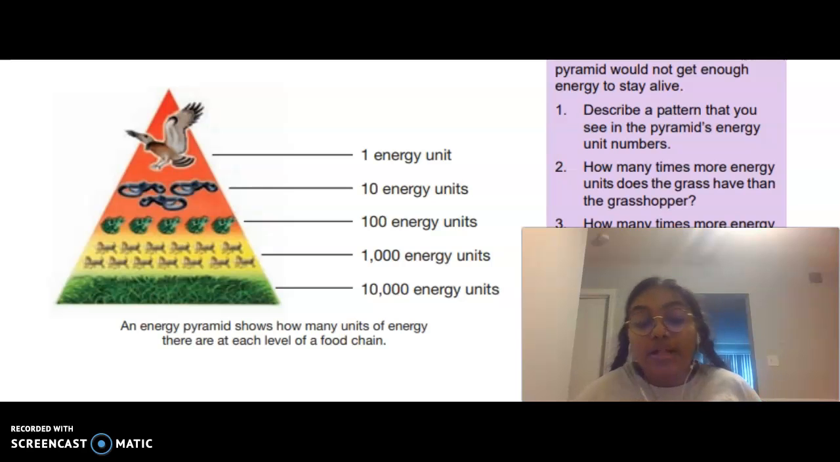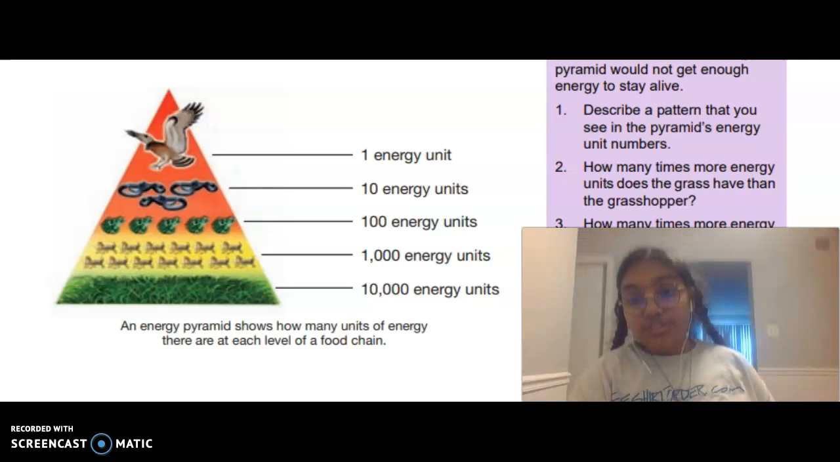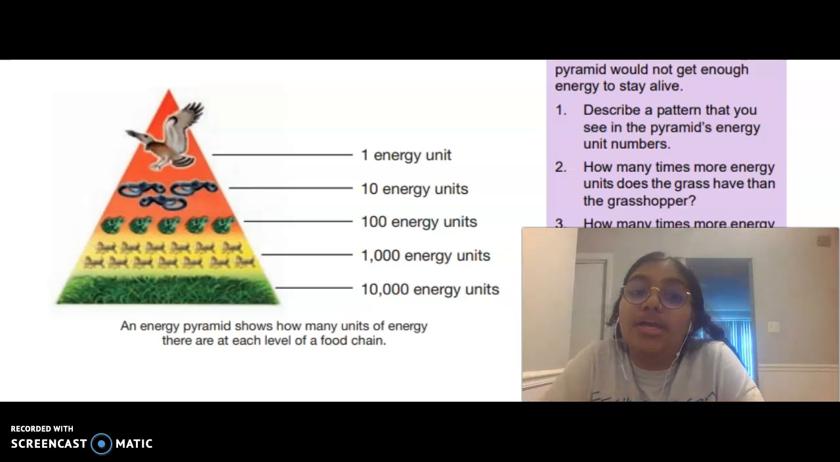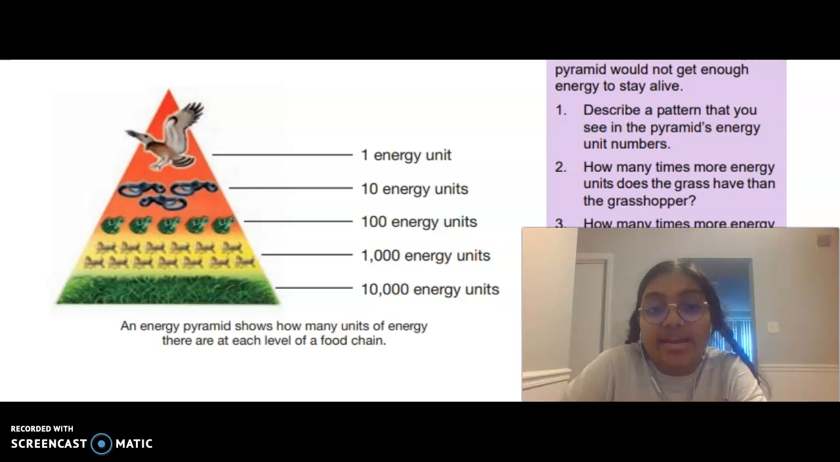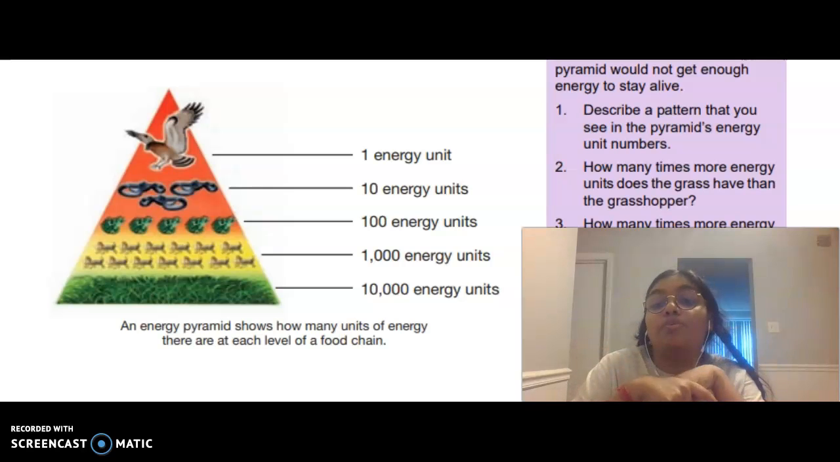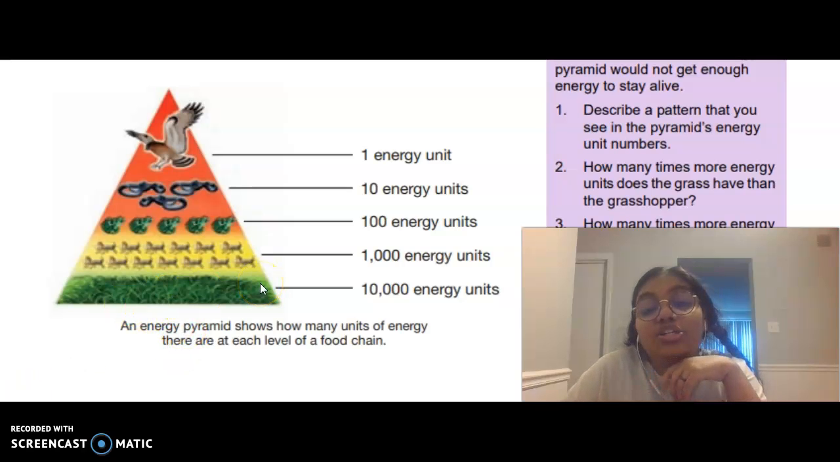Hey guys, welcome. Today we are trying to understand the energy pyramid. Yesterday we learned that the energy pyramid has the shape of a triangle, right? With primary producers, or plants, those that create their own food, at the very bottom, as you can see here, and tertiary consumers, those who eat secondary consumers like frogs or snakes, at the very top.